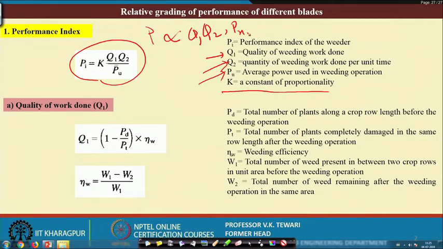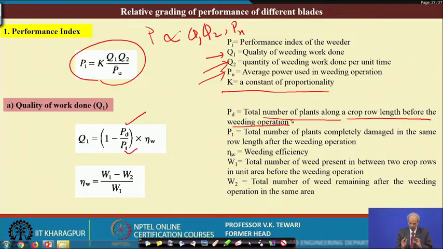Now, how do you find the quality of work done? This is very important, because the quality of work done has certain attributes. See, this PD and PT: you know the total number of plants along a crop row length before the weeding operations. We are talking with respect to how many plants are there in a particular row. So, we have the number of plants.